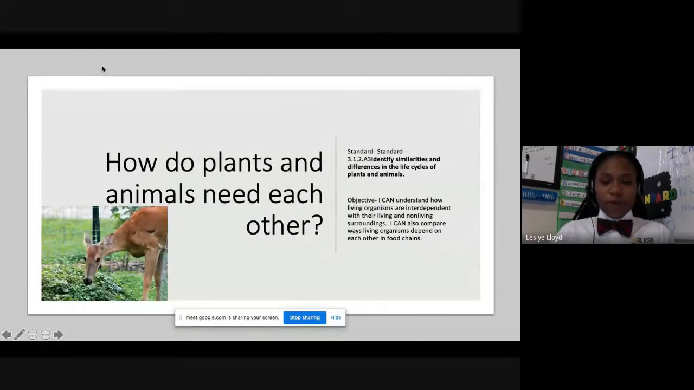This week we are in science, and our question for this lesson is how do plants and animals need each other? Our standard for this lesson is standard 3.1.2. Point A3. Identify similarities and differences in the life cycles of plants and animals. Which brings us to our objectives. I can understand how living organisms are interdependent with the living and non living surroundings. I can also compare ways living organisms depend on each other in food chains.